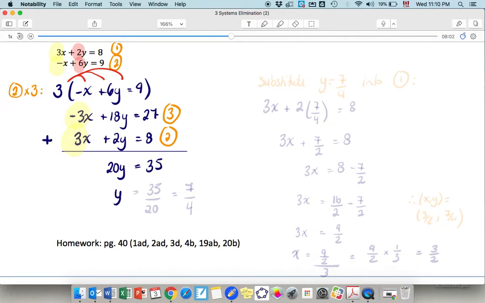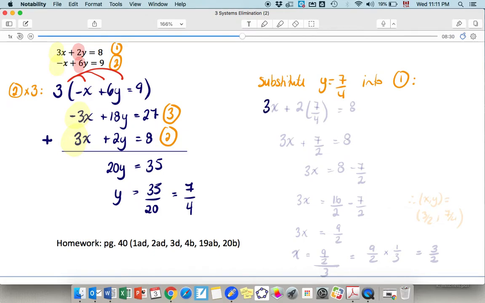All right, and we can keep going. I have y is equal to 35 over 20, which reduces, if I divide both the numerator and denominator by 5, to 7/4. All right, so keep going. I have my answer for y. There's the bulk of the work, but I have to figure out what x equals. So I will substitute y equals 7/4 into, let's put it in equation 1.